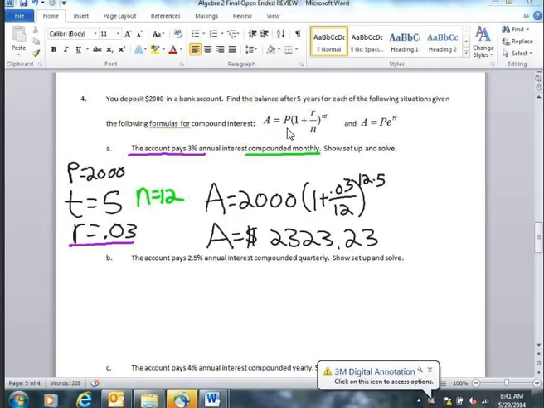Now, the only thing is, if I don't get this answer, what I might be doing is not putting this exponent in parentheses. So it needs to be a parenthesis around the 12, one on this side and one on the other side of the 5. If you don't do that, your calculator may multiply incorrectly.